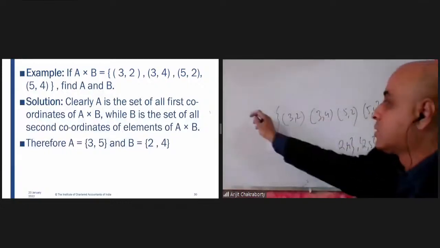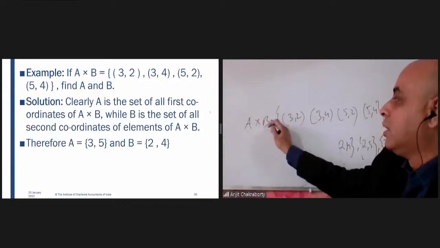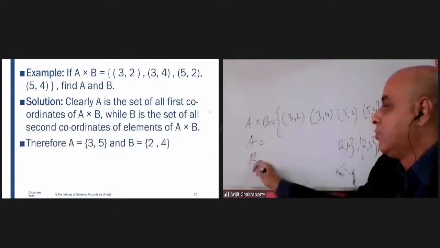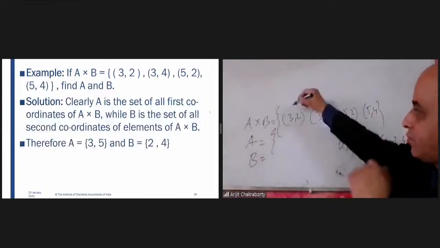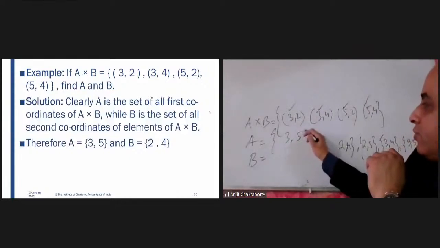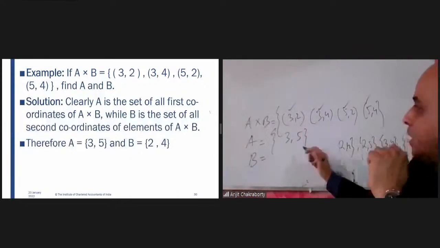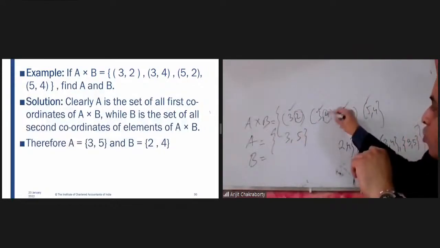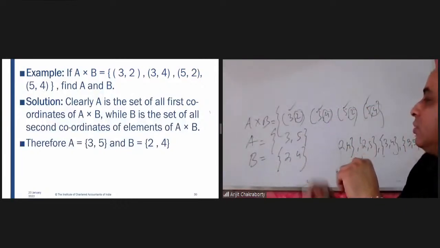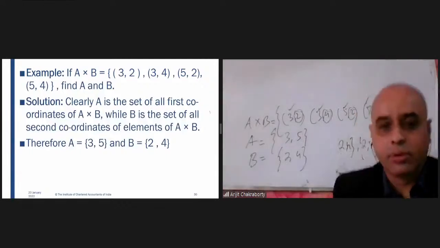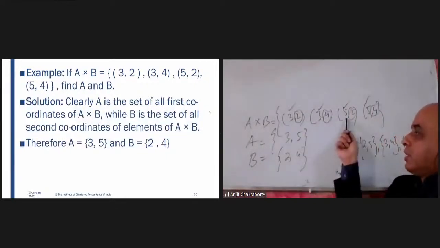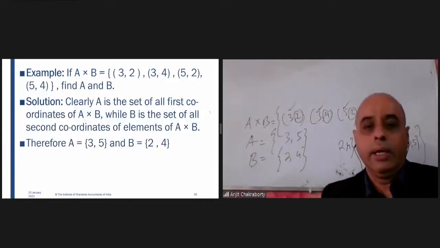So it is easily understandable. If A into B is this, what will A be and what will B be? We can easily understand the first digit is 3 and 5, so this has to be A. And the second digit is 2, 4, so B will be 2 and 4. As simple as that. Okay, it's absolutely crystal clear. So this is how we break a Cartesian product into the individual sets.